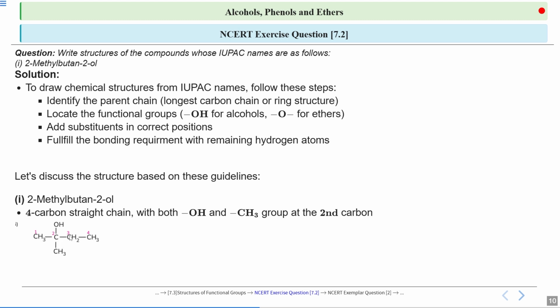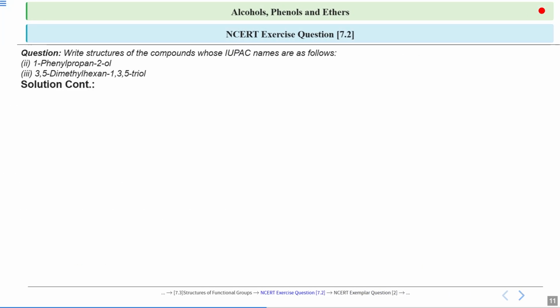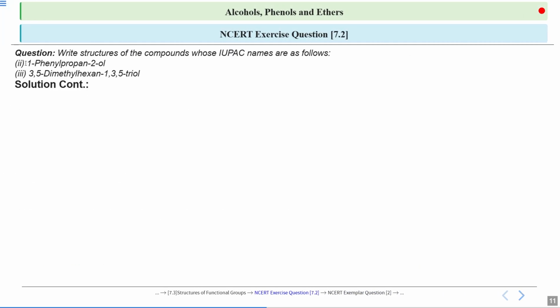At the second position, we add the substituents OH and methyl. Then the remaining valencies will be fulfilled by hydrogen, and you get this structure of 2-methyl-butane 2-ol. You can check again by numbering the parent chain. Now, let's talk about the other compounds.